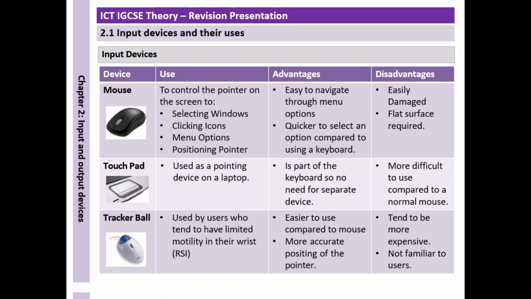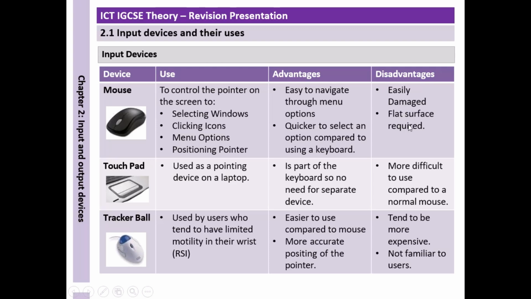And then if I go on to other input devices, we have got the mouse. So we have a mouse here. The mouse is used to control, like I'm controlling my pointer on the screen. So it's used for selecting windows, clicking on icons and menu options, and positioning pointers. Once you get used to it, it's easy to navigate through the menu options, and it's quicker to select an option compared to using a keyboard. Disadvantage: easily damaged.